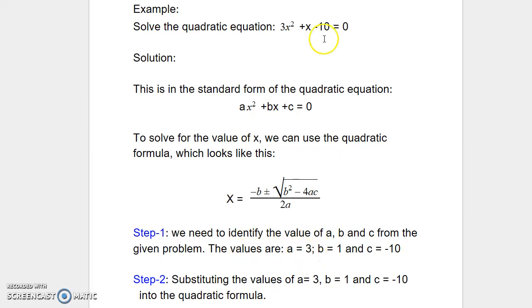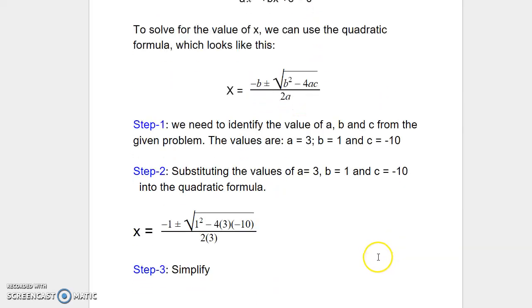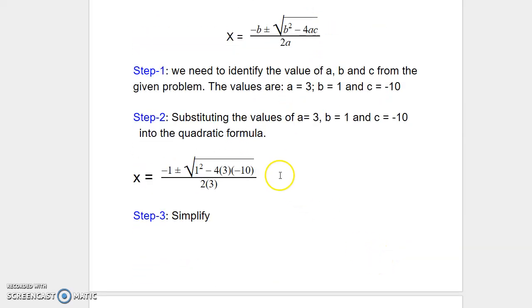As a first step, we have identified the values of a, b, and c. I have written it down here. a is equal to 3, b is equal to 1, and c is equal to negative 10. Okay, once we have those values, we're going to substitute these values into the quadratic formula. What is the formula? The quadratic formula states that x is equal to minus b plus or minus the square root of b squared minus 4ac, the whole thing divided by 2a.